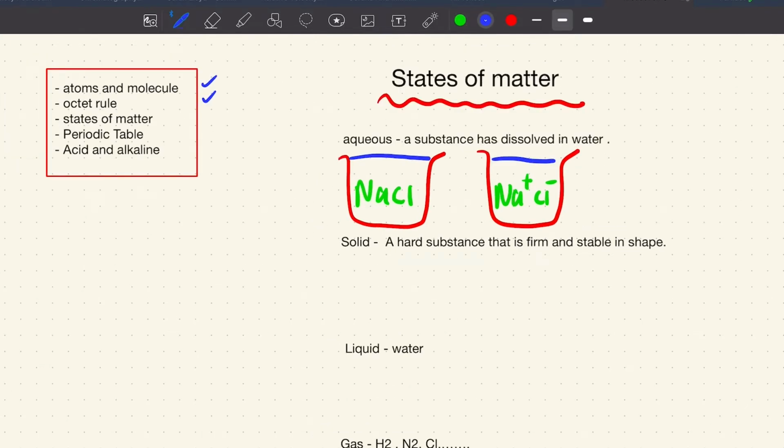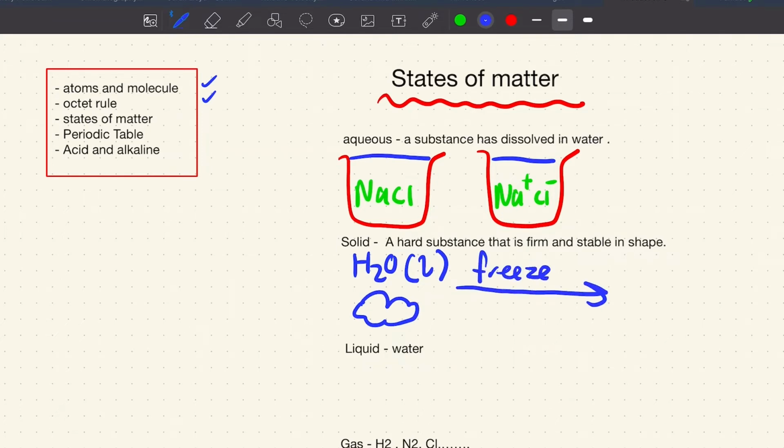Solid is a hard substance that is firm and stable in shape. We have water, H2O, in liquid state because it doesn't have shape. So when we freeze it, we get H2O but in solid state, because it forms ice.